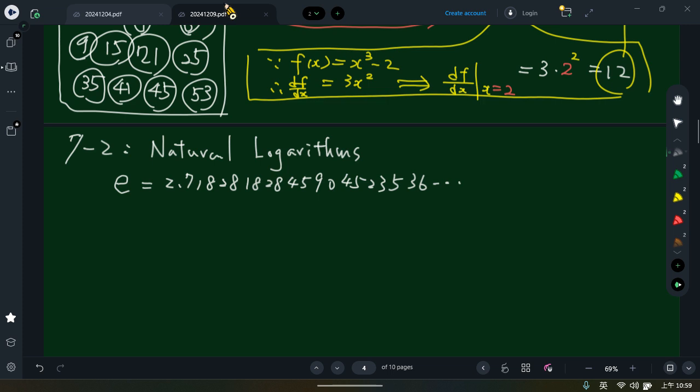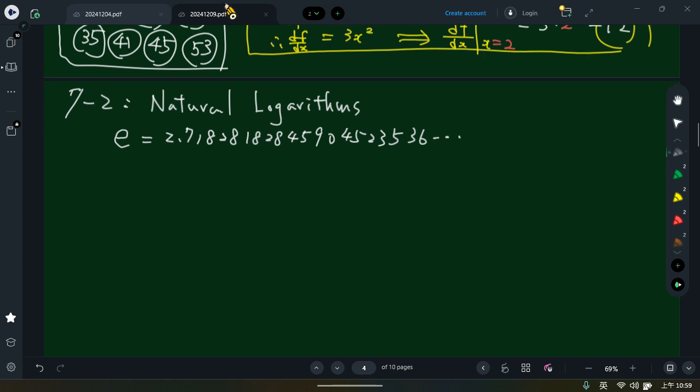It's just like pi. It's an irrational number, so it's endless. You just know it's around between 2.7 and 2.8, but you cannot exactly pinpoint its position. Just like pi, right? We know pi is 3.14 and so on, and for the constant e, it should be 2.718 and so on.